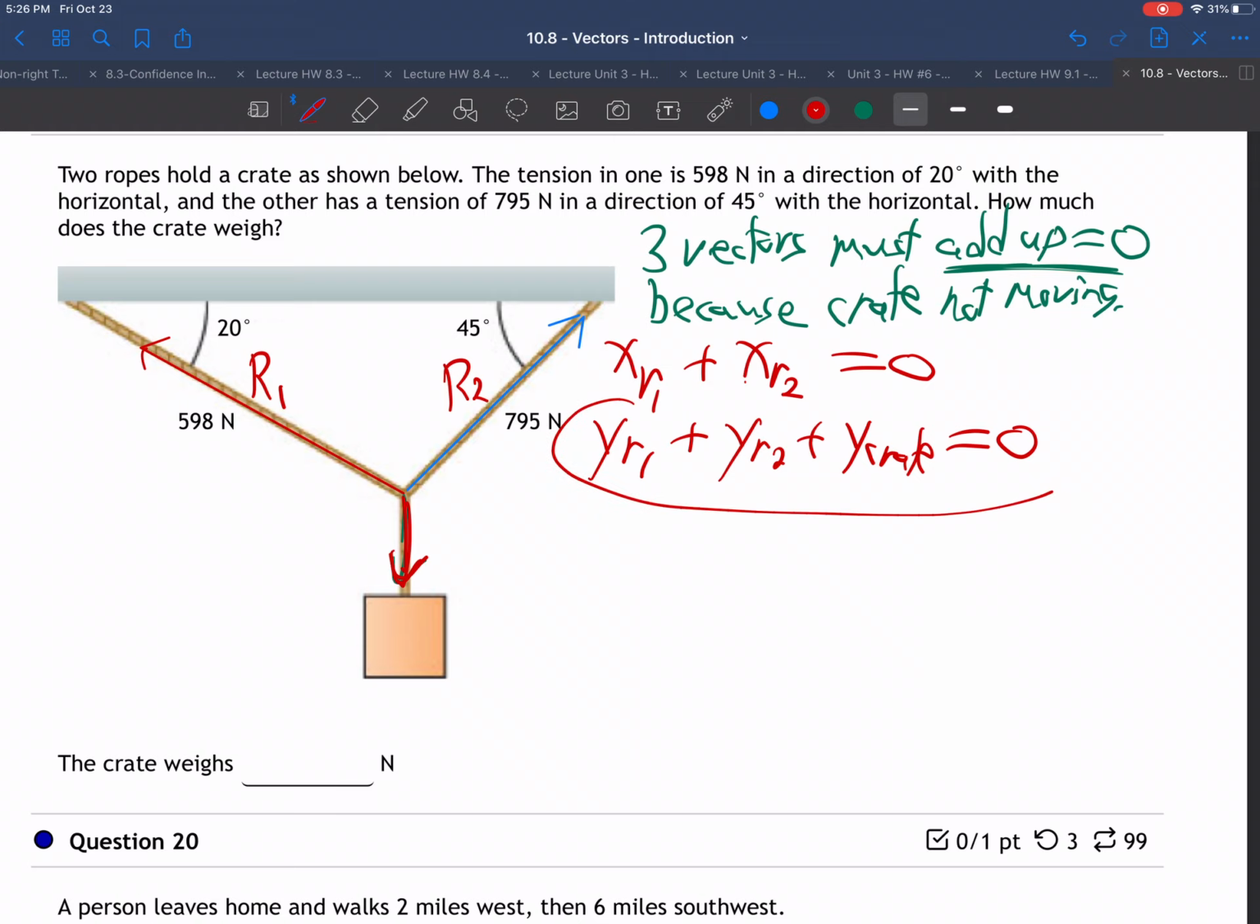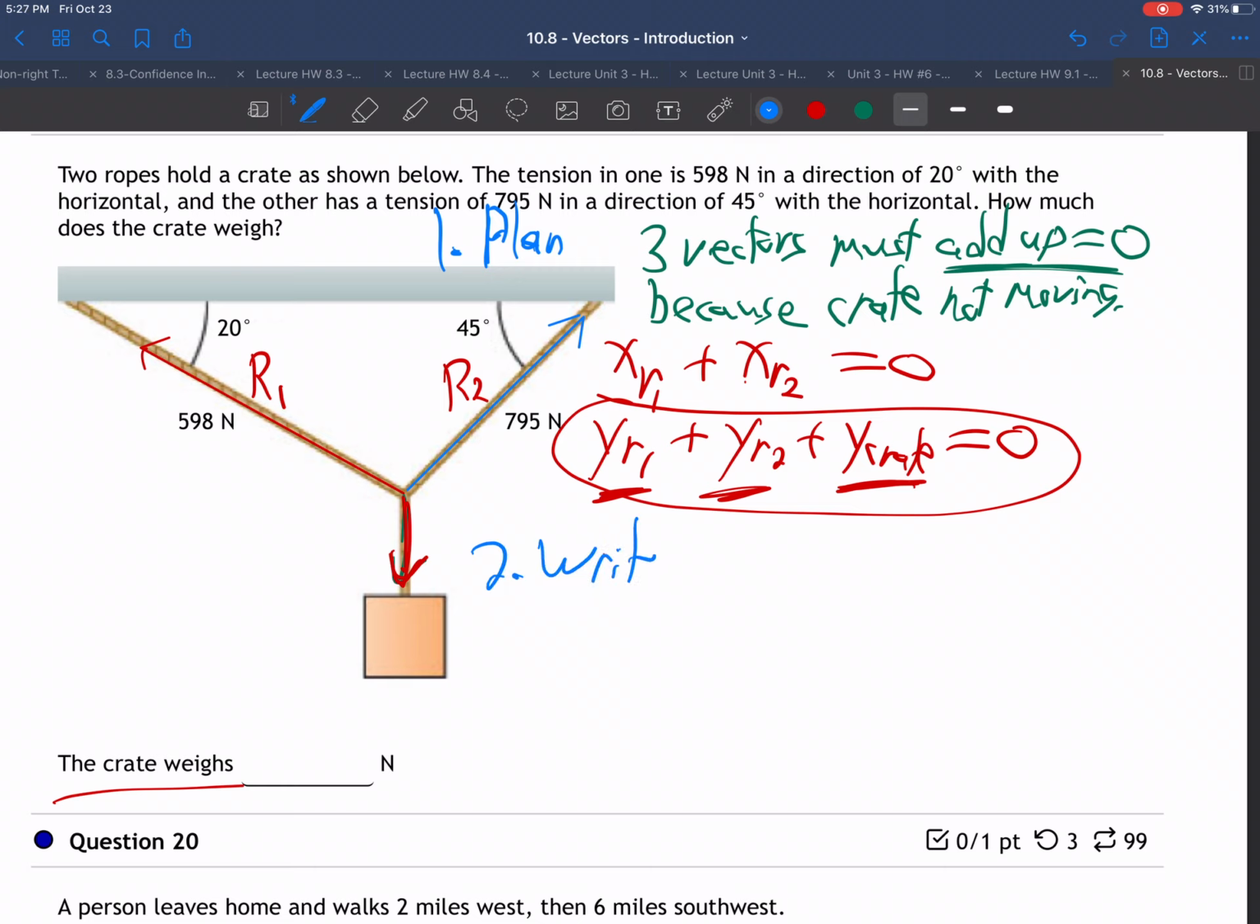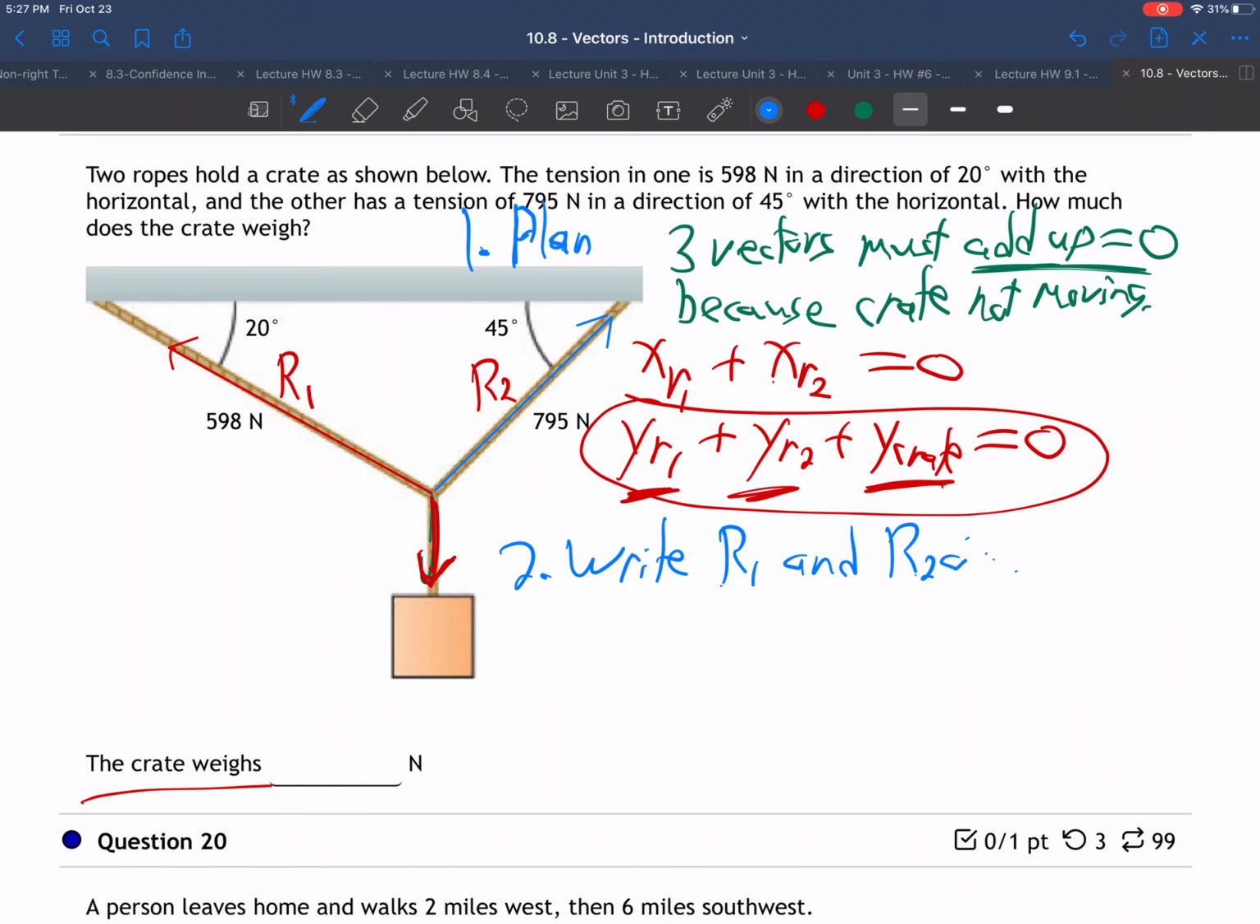So, in particular, we're going to use this equation to find the Y value of the crate, which is the weight of the crate, how much the crate pulls down. So we just need to find the Y value for rope 1 and the Y value for rope 2, and then we can solve that equation for the Y value for the crate. So that's the game plan. So first off, step 1, I guess that was the plan. We'll call that step 1. Step 2, write rope 1 and rope 2 and the crate vectors.